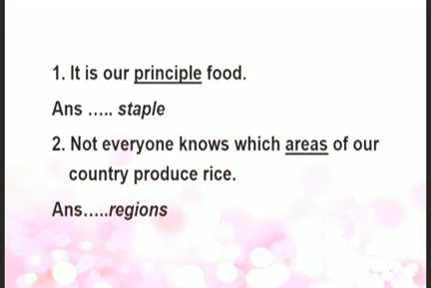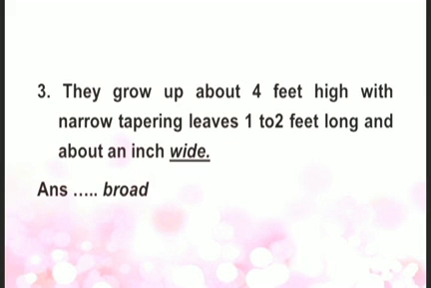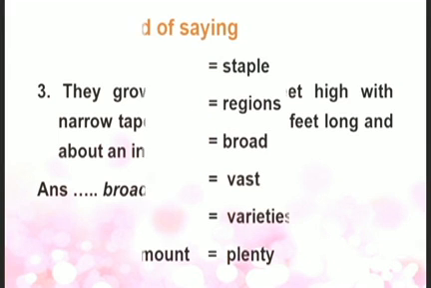Let's look at number 2. Not everyone knows which areas of our country produce rice. The underlined word in the given sentence is written in the plural form, so your answer should be in the plural form. The correct answer is regions. Let's try number 3. They grow up to about 4 feet in height with narrow tapering leaves, 1 or 2 feet long and about an inch wide. The similar word for wide is broad.